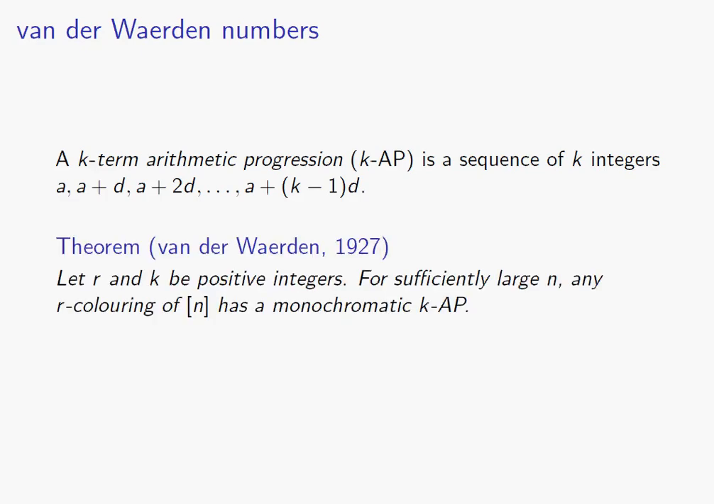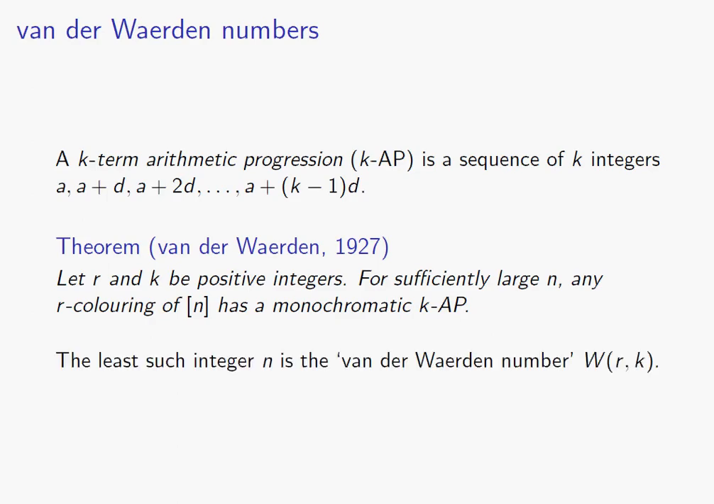Our theorem for today that we're going to look at is due to van der Waerden from 1927. It says that if r and k are given positive integers, then for sufficiently large n, any r-coloring of the integers from 1 to n contains a monochromatic k-term arithmetic progression.